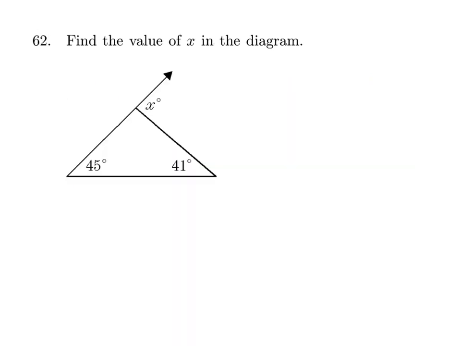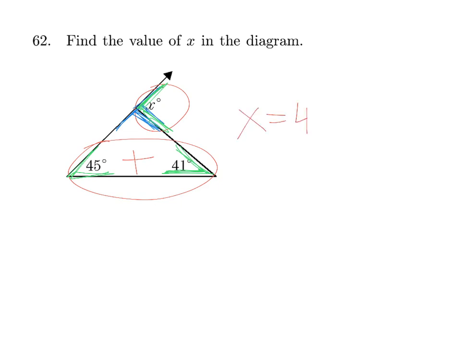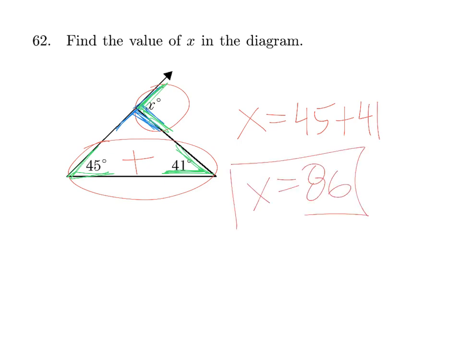Find the value of x in the diagram. Okay, we have an exterior angle here. It's equal to the sum of the two non-adjacent interior angles. Okay, once again, these two angles here are adjacent. This angle and these two angles are non-adjacent. Okay, so I'm going to have x is equal to 45 plus 41. X is equal to 86. Done.